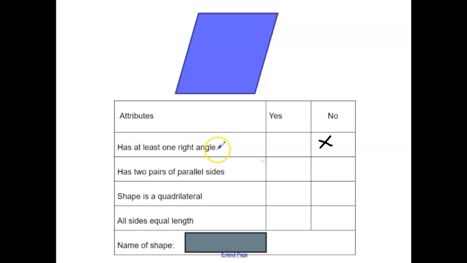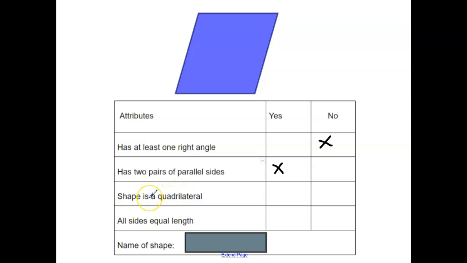Does this shape have two pairs of parallel sides? I would put my X in the box that says yes so that I'm able to indicate that yes, this shape has two pairs of parallel sides. I'm going to let you guys do this one.